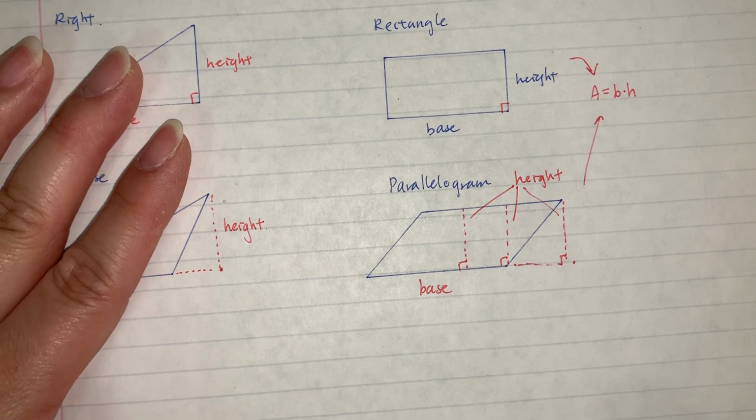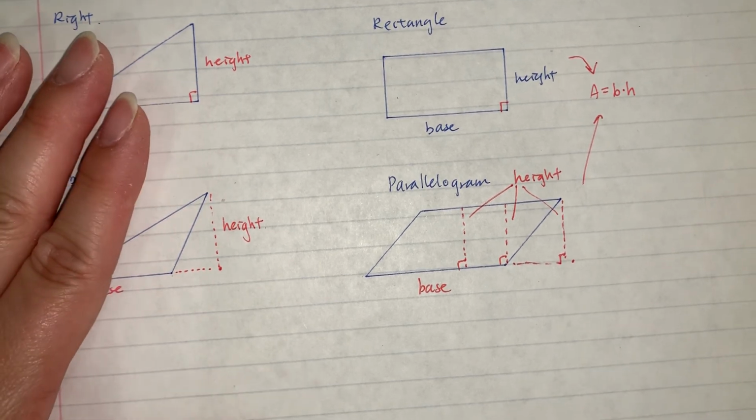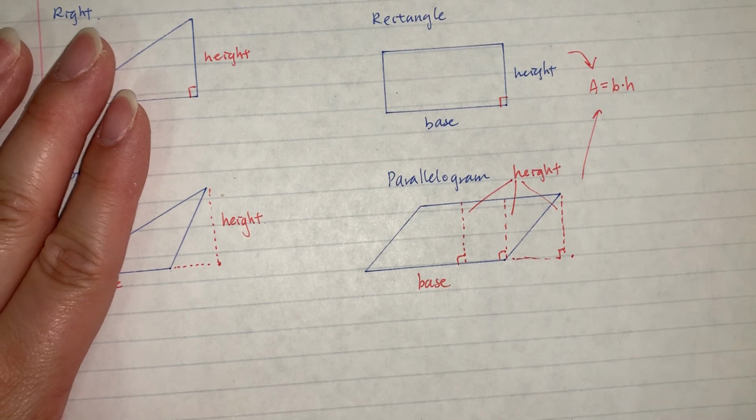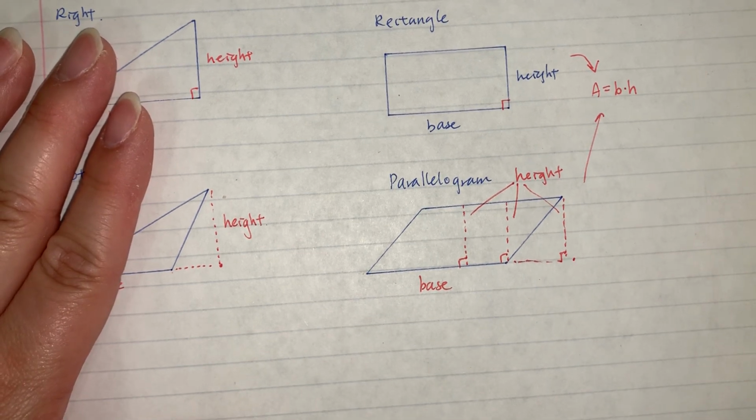So for a rectangle and a parallelogram, they have the exact same formula, base times height. All right, I hope this will help you with your homework tonight. Don't forget, this homework tonight will go on page 37 in your notebook.